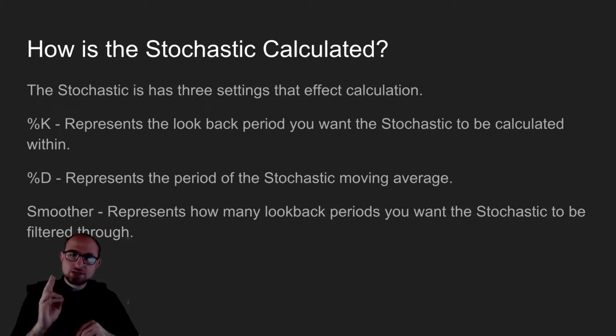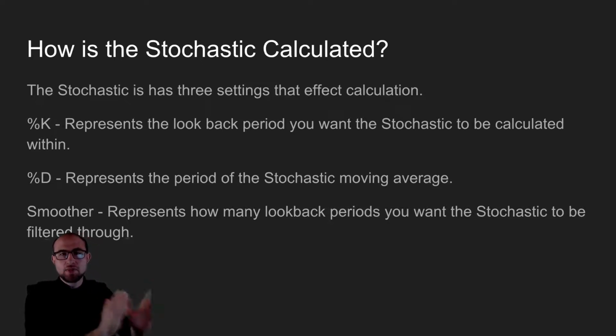The stochastic has three settings that affect calculation. You're going to have K, which is the look back period that you've assigned the stochastic to calculate within. You're going to have D, which is a moving average of K, and you're going to have your smoothing filter, which is going to change how many look back periods you're going to filter the current result through. And to explain that in more detail, let's go to the charts and look at a live example.